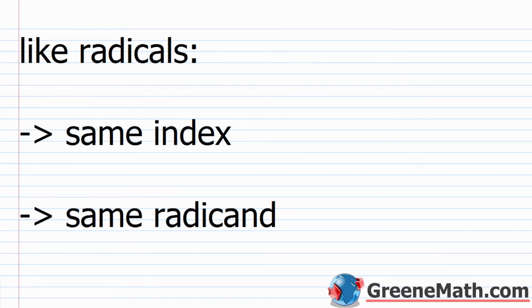Now, as I alluded to, for this to work, we've got to have like radicals. Like radicals have the same index and the same radicand. We talked about something similar when we were working with polynomials. Remember, we had like terms, the same variable raised to the same power. Well, for like radicals, it's the same index with the same radicand.